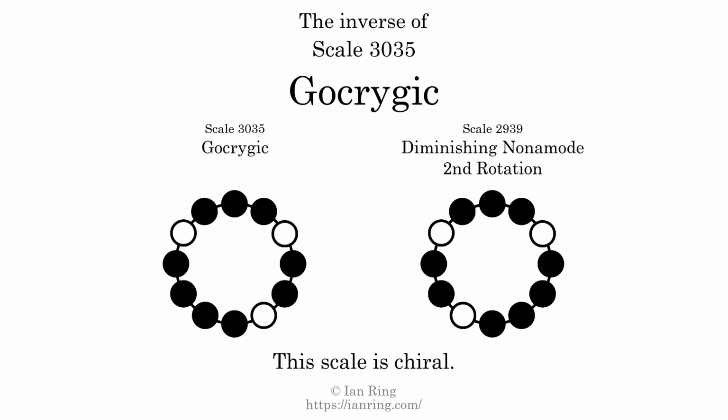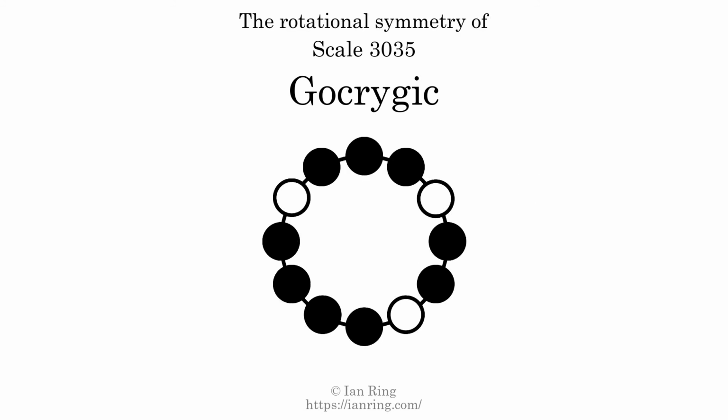The inverse of a scale is a mirror image. It is what you get when the sequence of intervals is reversed. The inverse of this scale is scale 2939, also known as diminishing non-mode second rotation. This scale is chiral. It cannot transform into its inverse by rotational transformation. This scale has no rotational symmetry.